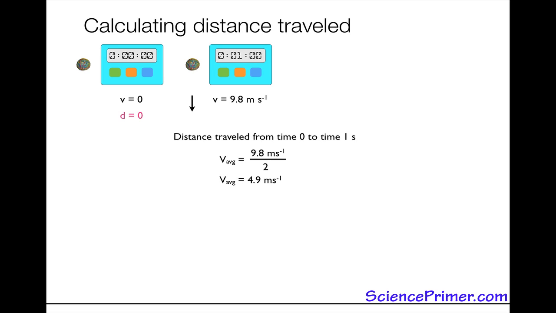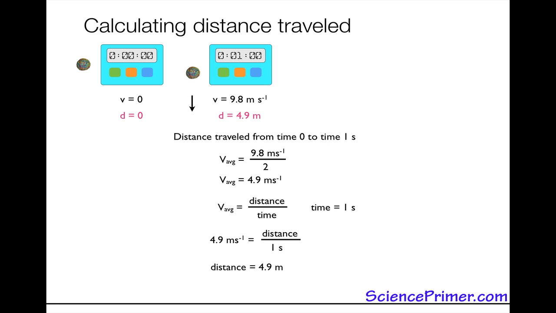Take this equation, average velocity equals distance over time. Time is 1 second, so we can put 4.9 meters per second in for velocity, 1 in for second, and we simply solve for distance. In this case, we can figure out that the ball will have traveled 4.9 meters in 1 second.